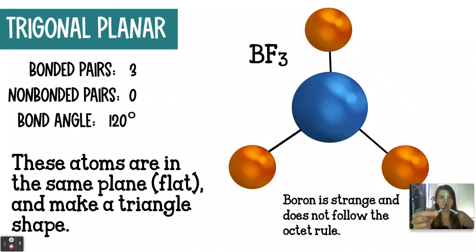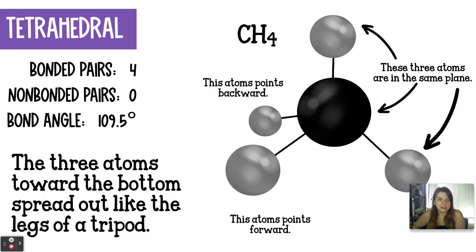Tetrahedral is the next shape, and on that central atom, you'll find 4 bonded pairs and 0 lone or non-bonded pairs. And you can learn that from the Lewis structure, but when you draw the Lewis structure, right, we would typically draw methane like a plus sign. That is not what it looks like in real life. In real life, it kind of looks like a tripod with this one sticking up.